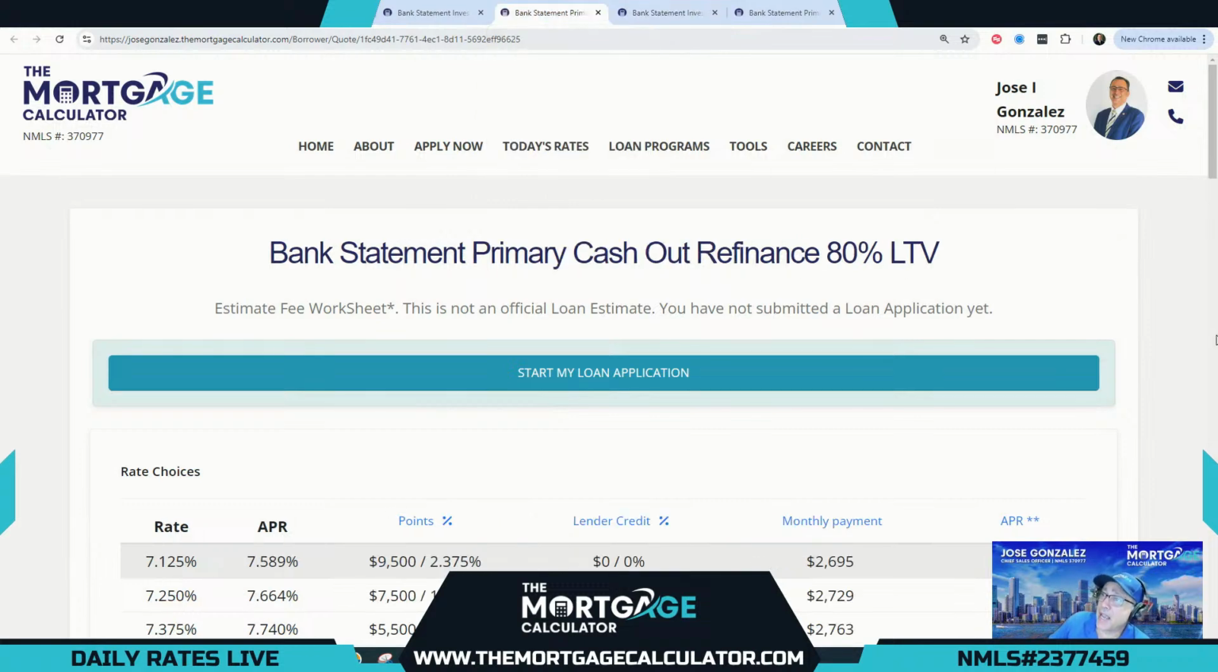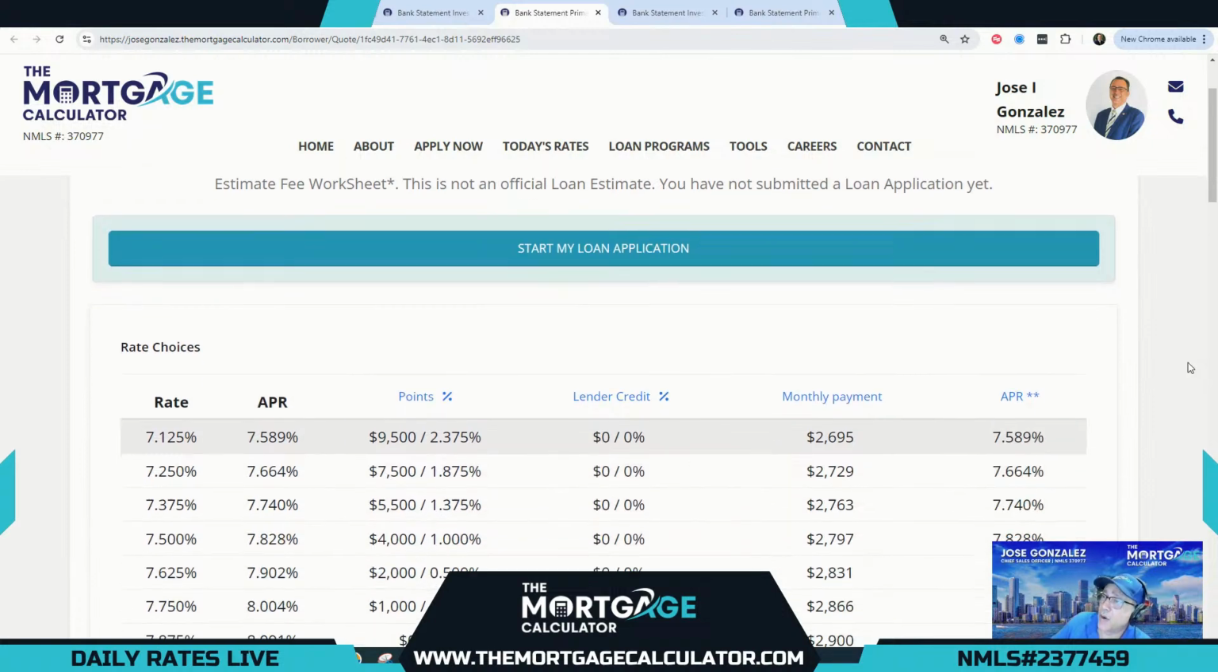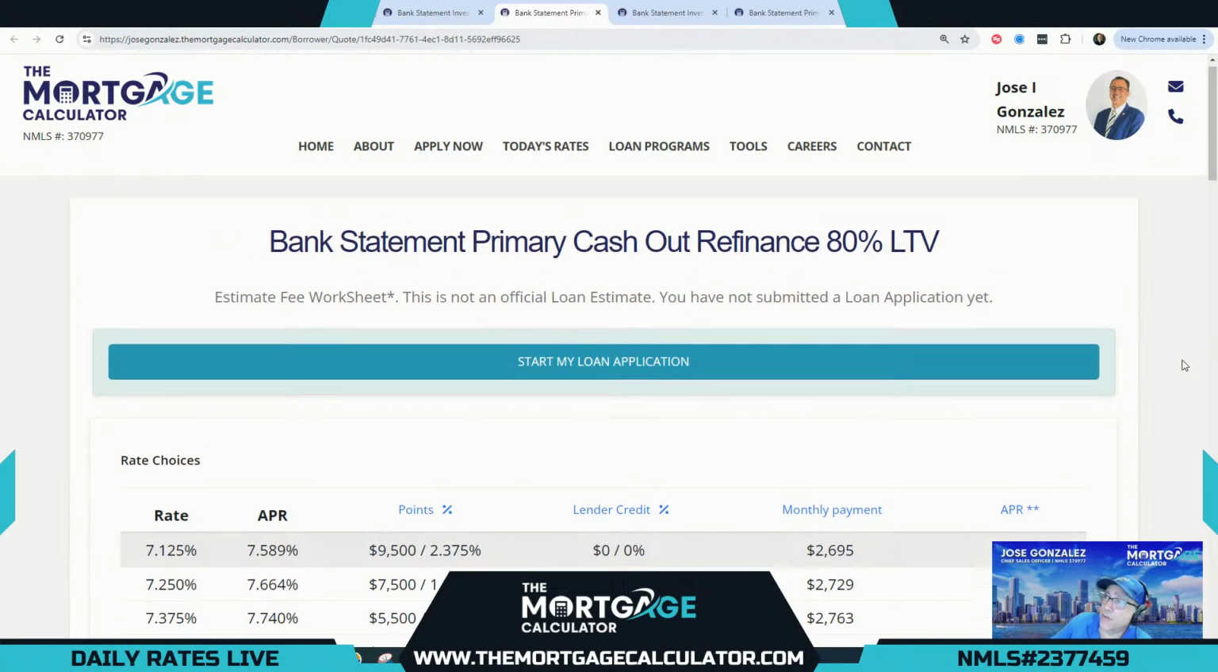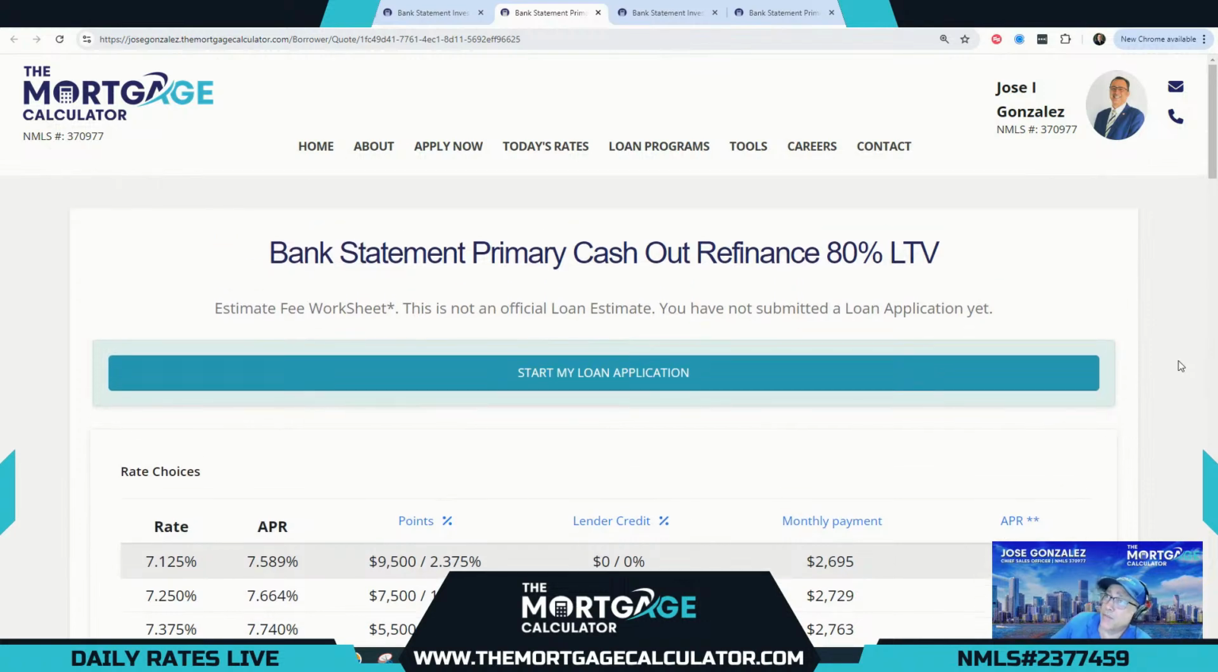And for some cash out options, 80% LTV is the maximum LTV for our cash out options. Here we have our primary cash out. 7.875 is our lowest cost option with a lender credit of 0.125, and we can buy that down all the way to 7.125% for our 80% LTV primary cash out option.